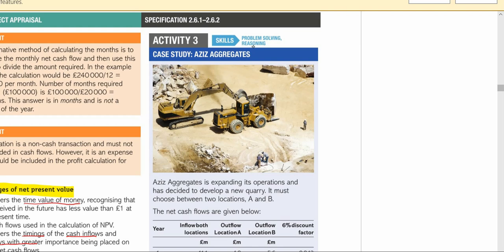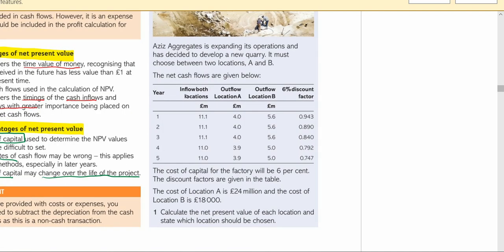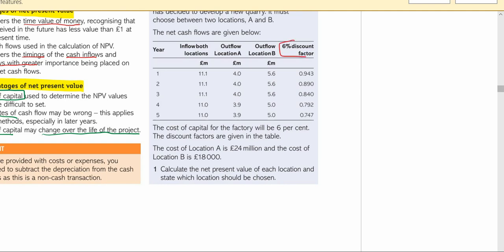This is case study activity 3, Aziz Aggregates. So this is again your homework. What to do: years 1 to 5, inflow for both locations, outflow of location A, outflow of location B, and 6% discount. So cost of capital is 6%. The cost of location A is 24 million, so this is the investment cost, and the cost of location B is 18,000. So this is the investment in location B.